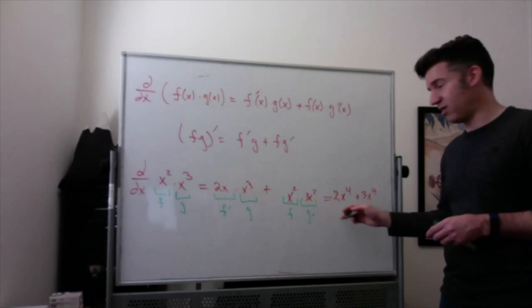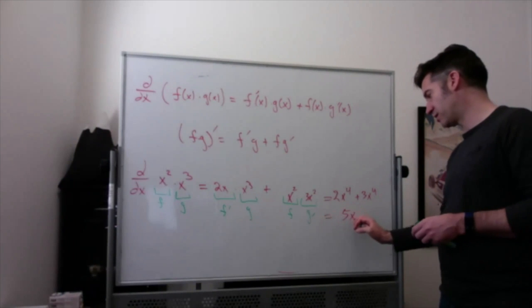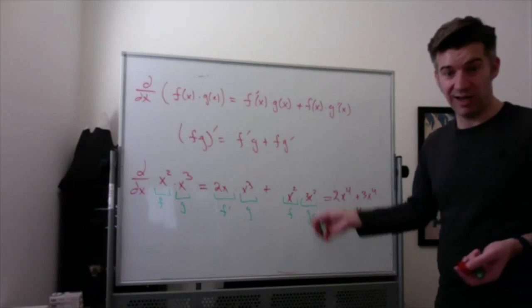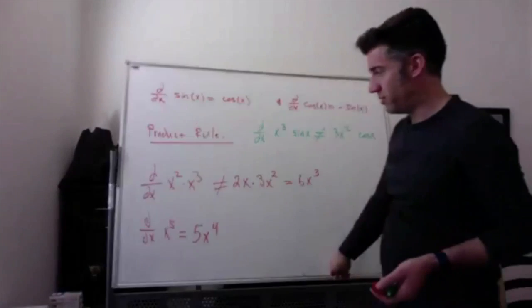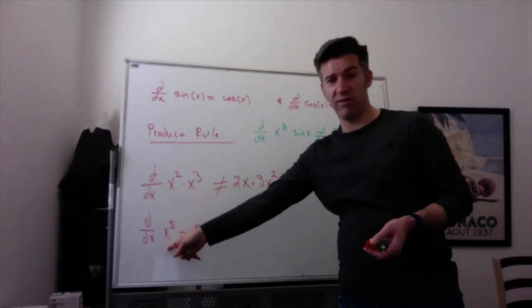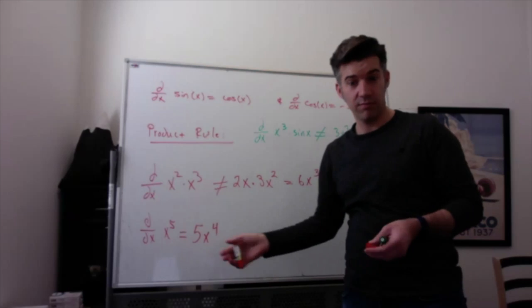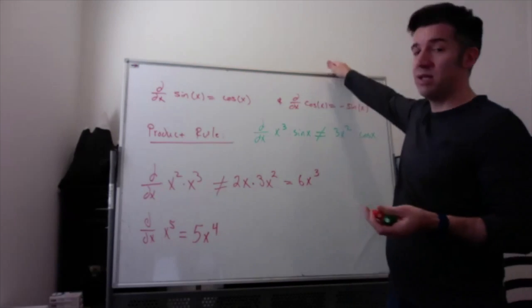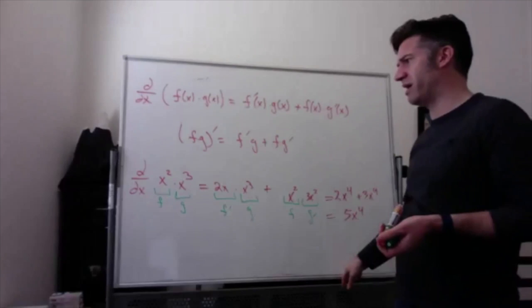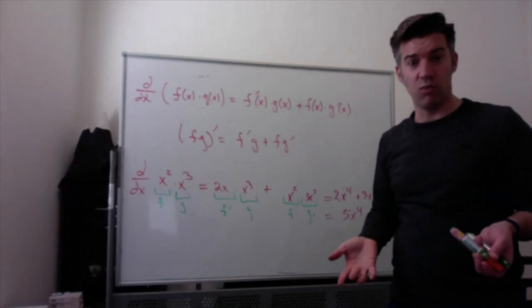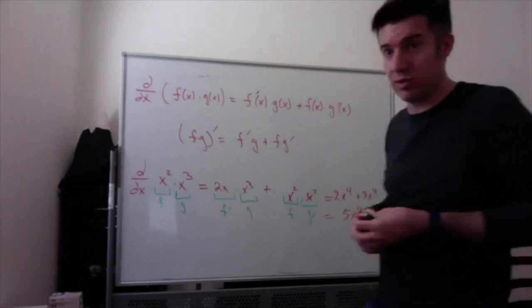And when you add those together, you get 5x to the fourth, which is the right answer because we know that the derivative of x squared times x cubed is really just the derivative of x to the fifth, which is 5x to the fourth. So we can at least see in this example that, oh yeah, it seems pretty clear that the product rule actually does work as we think it's supposed to.